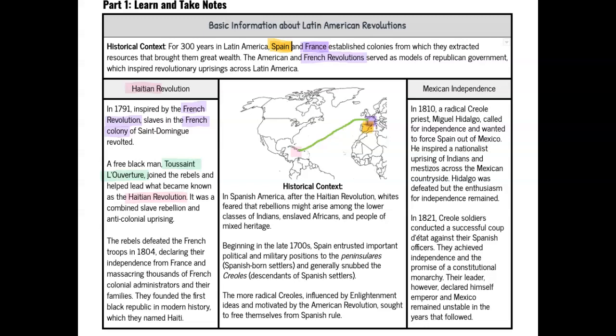So your paper should have 4 different things that are highlighted in this paragraph. So that's all about Haiti. So in the meanwhile, here's some more historical context.